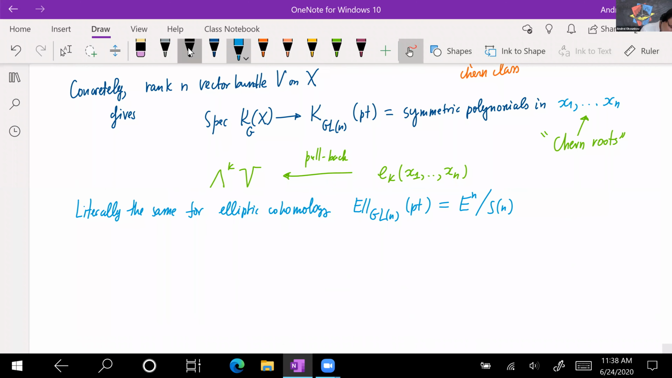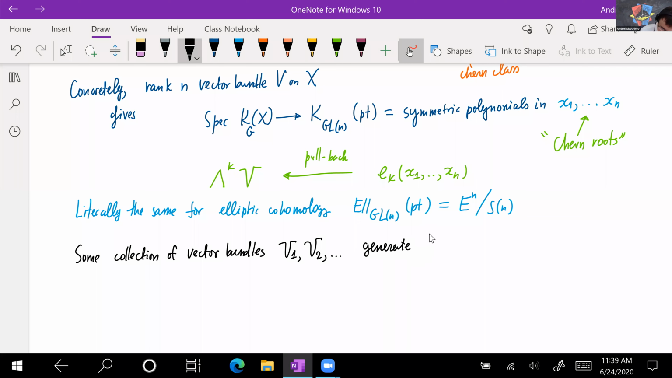And so then we say that some collection of vector bundles on V2, whatever, generates K of X.